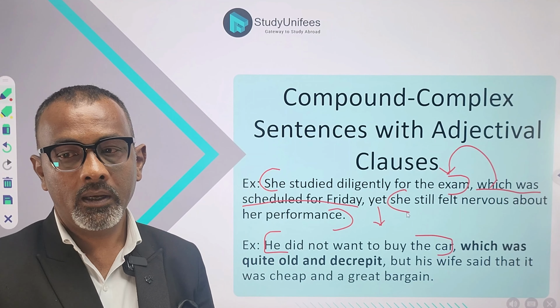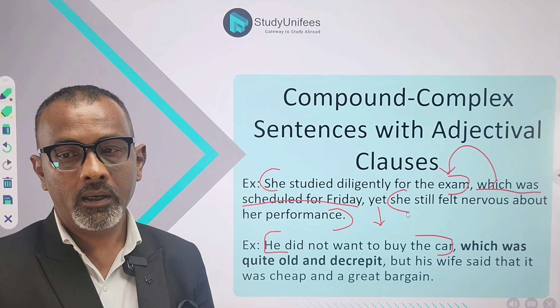In between these two independents, there is the coordinating conjunction, but. Also in between the two independents is the adjectival clause, which was quite old and decrepit. This adjectival clause modifies the noun car. So, this is one more way of constructing a compound complex sentence.